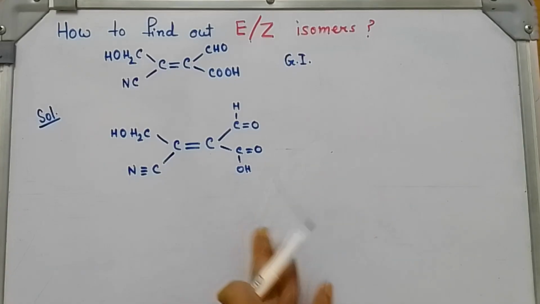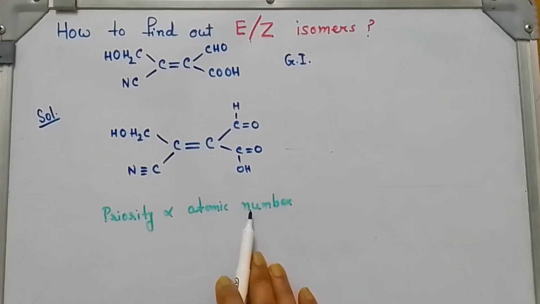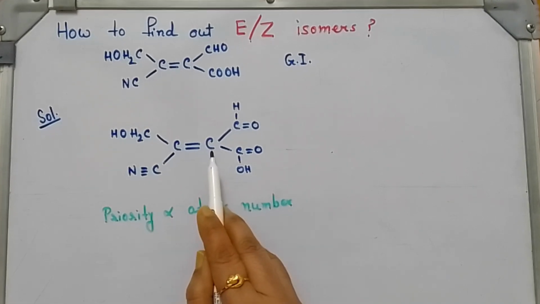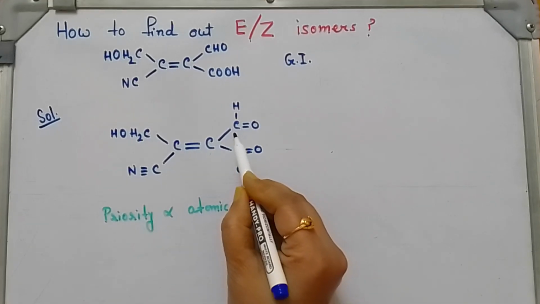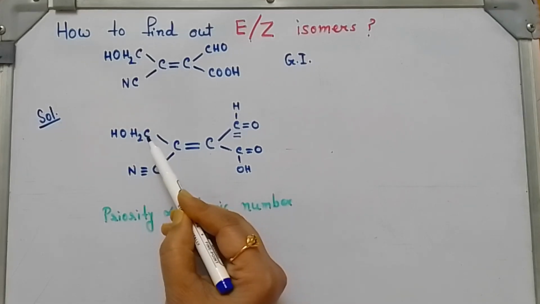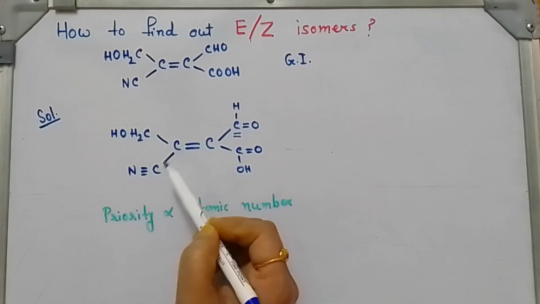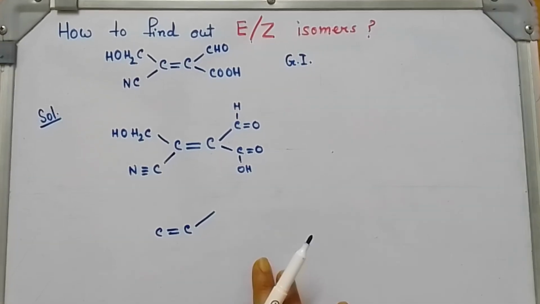We know according to CIP rule, priority is proportional to the atomic number of the atom which is directly attached to the sp2 carbon, meaning the restricted center. So here carbon is attached, here also carbon is attached. Since they are carbon, they have the same atomic numbers. Then how to find out the priority? Here also the same thing. Here directly attached is carbon, here also directly attached is carbon. So how to find out priority in this case? As I told you, if multiple bonds are present, duplication or triplication should be done.